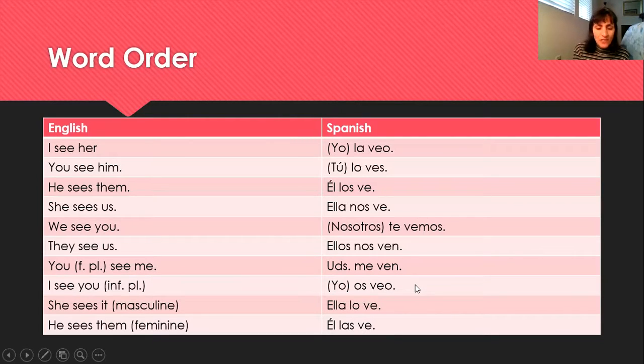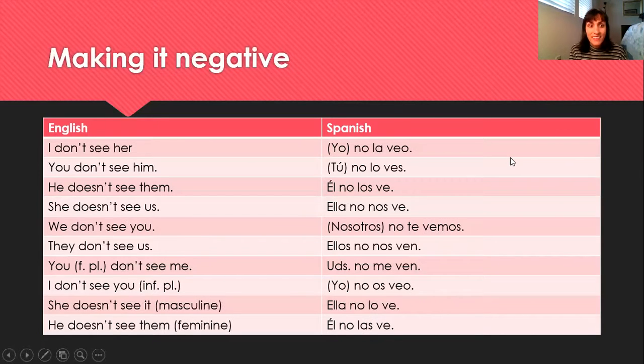Okay, so that's a little bit tricky that if you're going to do it with a noun, the noun would come after. But if you're going to do it with a pronoun, the pronoun comes directly before the conjugated verb. All right, if you're making it negative, the no comes before the pronoun. So you do not separate the pronoun and the verb. The no would come first.